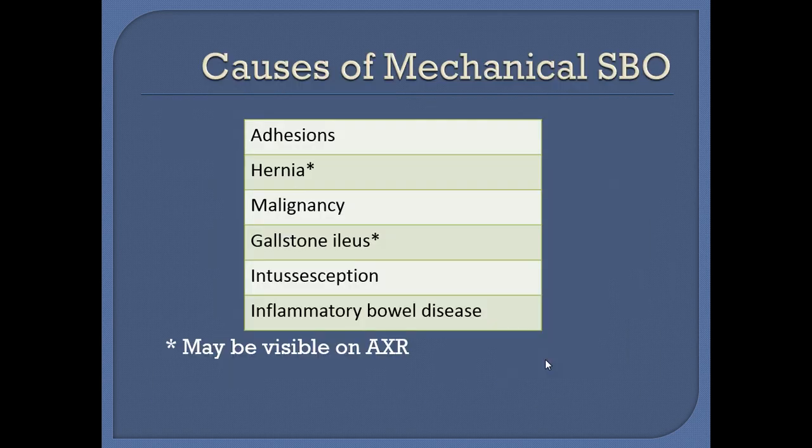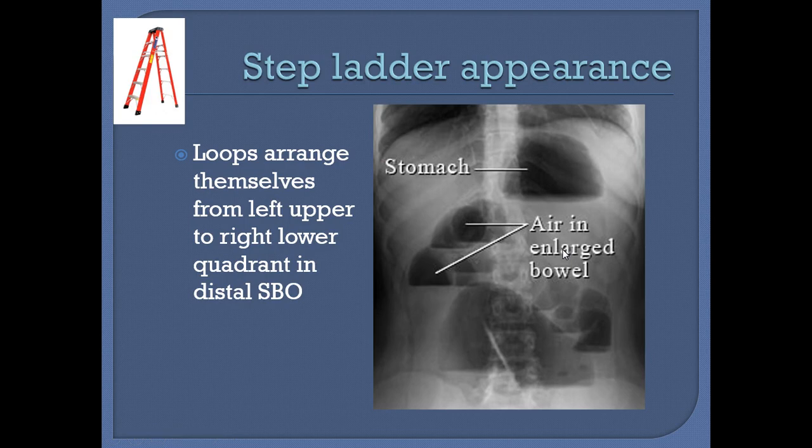What are the causes of mechanical small bowel obstruction? Adhesions on top, then hernia, malignancy, gallstone ileus, intussusception, and inflammatory bowel disease. They are usually seen on the X-rays. There are a few signs, like step ladder appearance, in which the loops arrange themselves from the left upper quadrant to the right lower quadrant in distal small bowel obstruction.